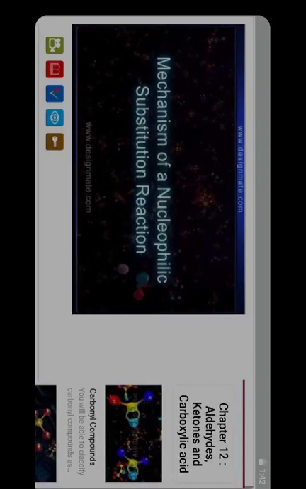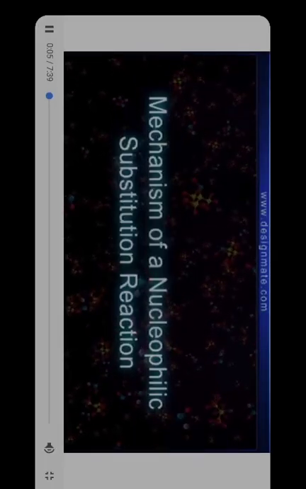Mechanism of nucleophilic substitution reaction.